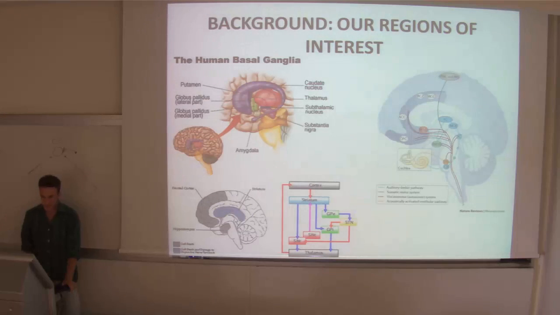The striatum is part of the basal ganglia, actually made up of the putamen and the caudate nucleus. You can see it here. And going back to this figure, you can see this white area.